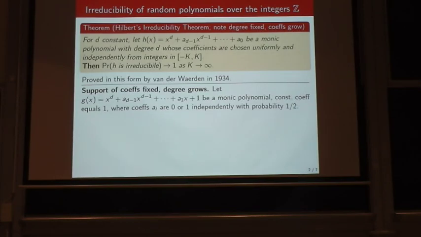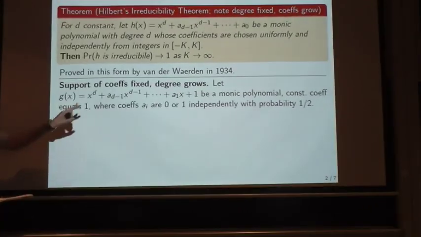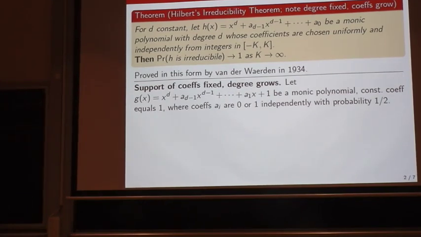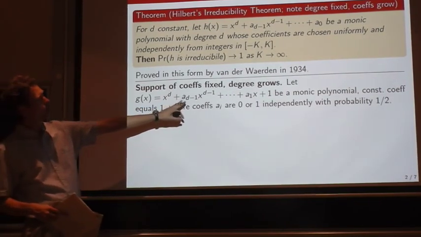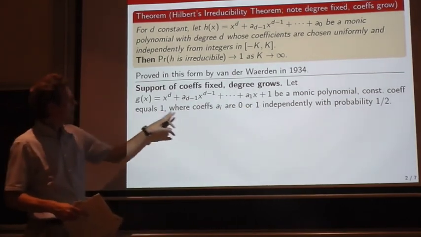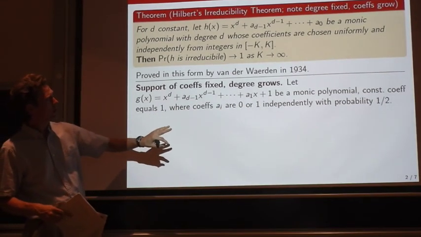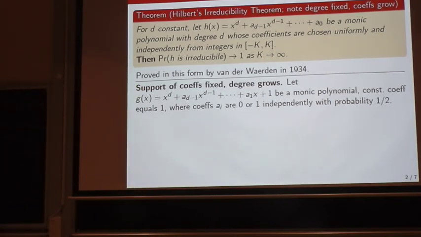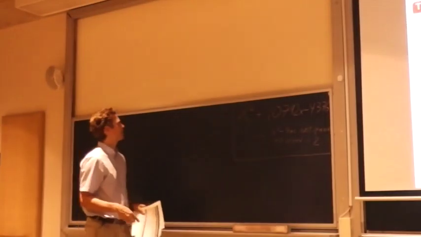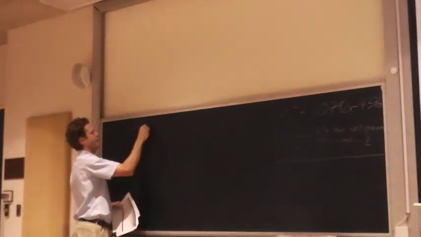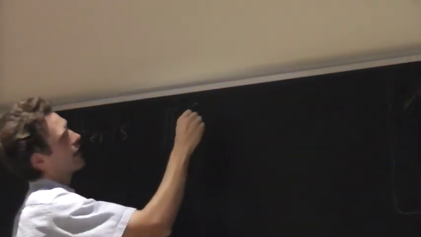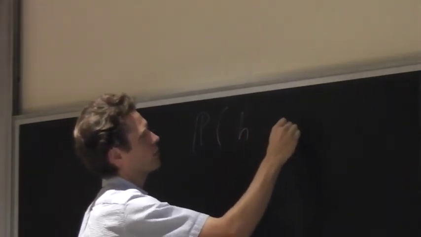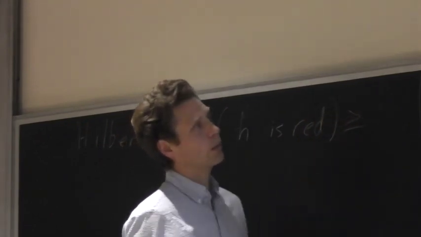Here's a different model that looks similar in some ways, but there's a big difference. Now, instead of letting the coefficients get bigger and bigger, we'll let the degree get bigger and bigger and keep the coefficients small. So in this case, the coefficients a_{d-1}, a_1, and so on, are going to be 1 or 0. Let me back up a tiny bit. What do you think for Hilbert's irreducibility theorem? The probability that this polynomial, let's call it h, is reducible, you can factor it, has a natural lower bound.